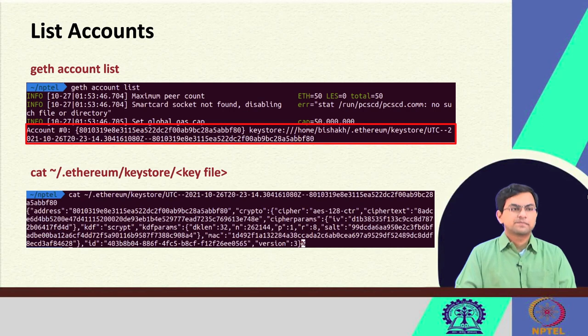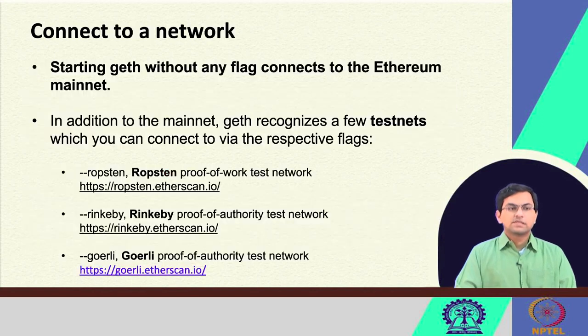Okay. Now, we will see how to connect to a particular Ethereum network. Starting the Go Ethereum client without any flag basically connects to the Ethereum main network. While connecting to the Ethereum main network is fine, you may want to do that, but usually to do transactions in the Ethereum network, it requires a small fee called gas or transaction fee.